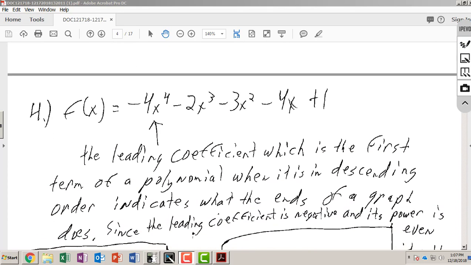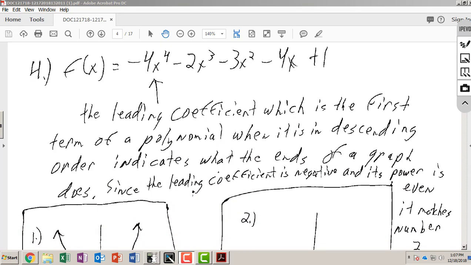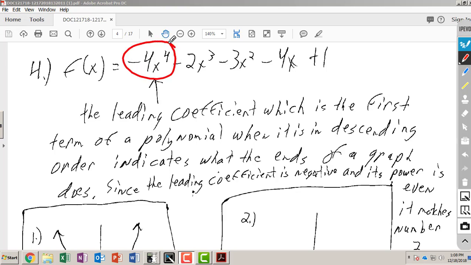So in my next problem, number 4, I've got negative 4x to the 4th, minus 2x cubed, minus 3x squared, minus 4x plus 1. The directions say use the leading coefficient test to determine the end behavior of the polynomial function. The leading coefficient is the very first term of your polynomial, so make sure it's in descending order. When it is in descending order, it indicates what the ends of a graph do. Since the leading coefficient is negative and its power is even, it's going to match number 2.